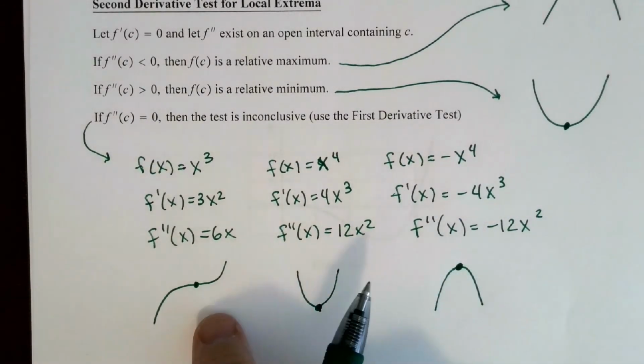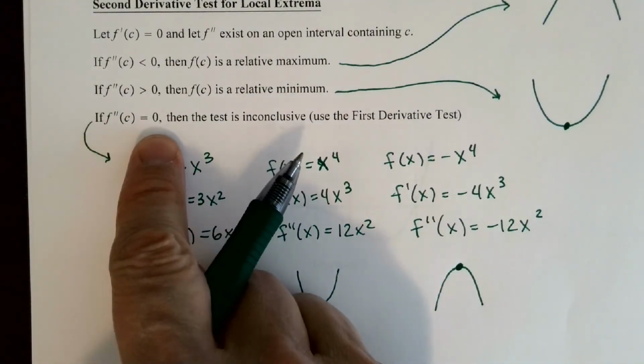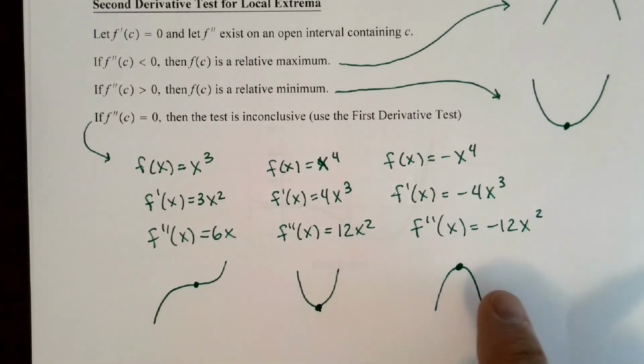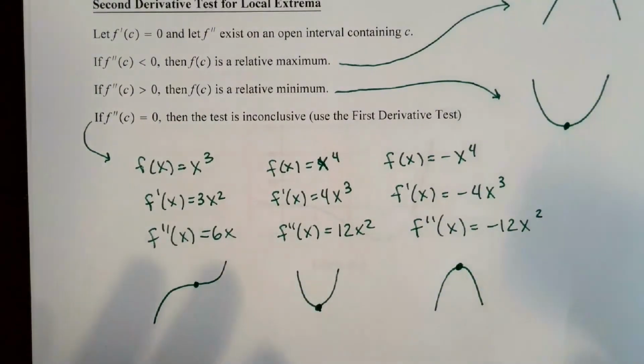What's that point there? A max. So you see, if the second derivative at c is 0, it's inconclusive. I don't know. It could be a max, could be a min, could be neither. I don't know. It doesn't work.